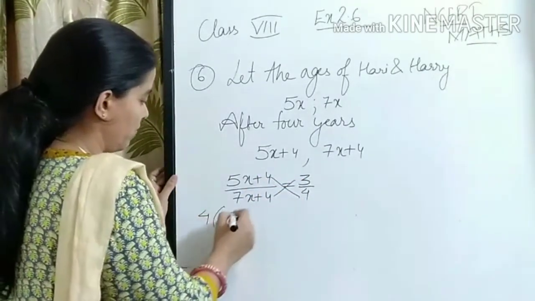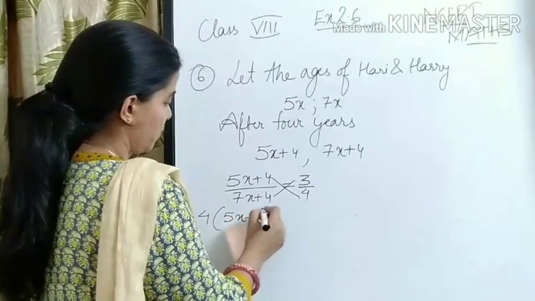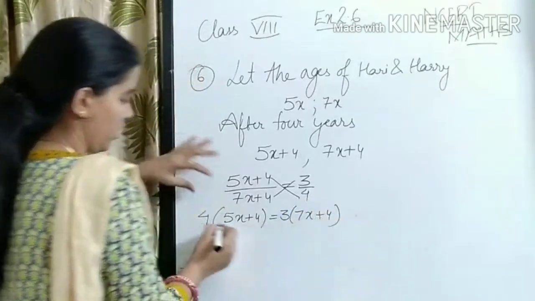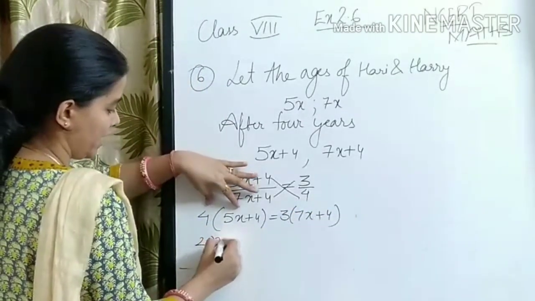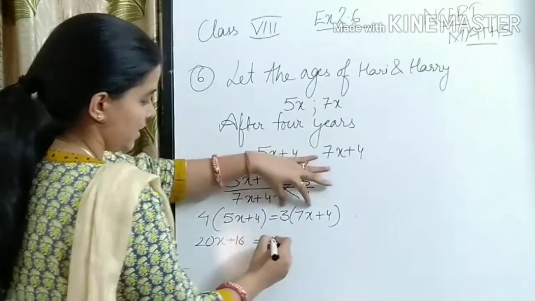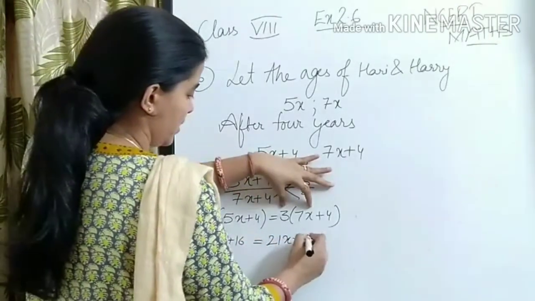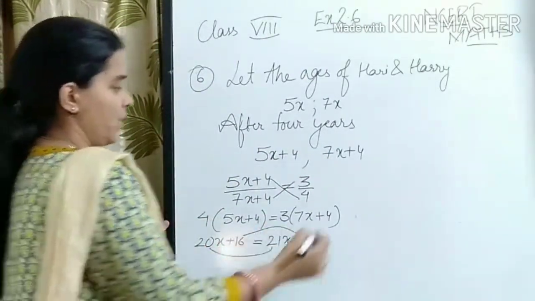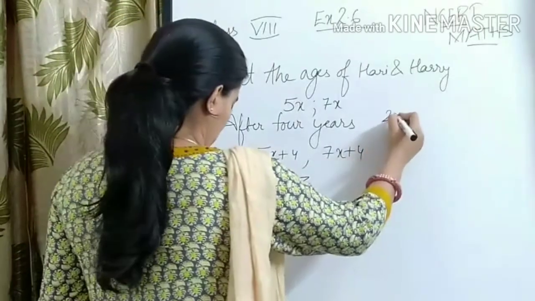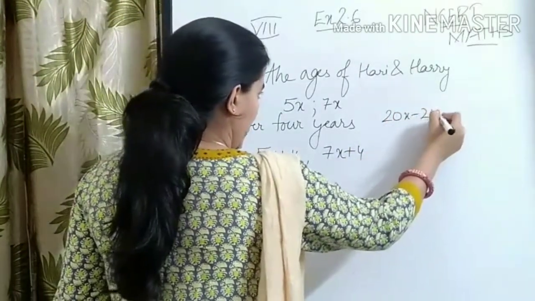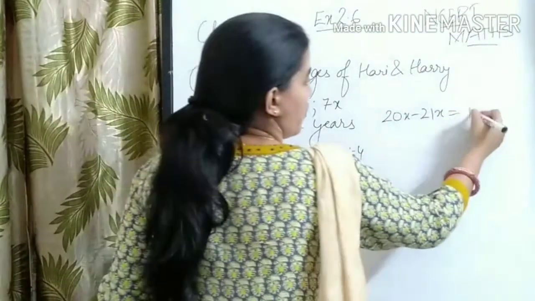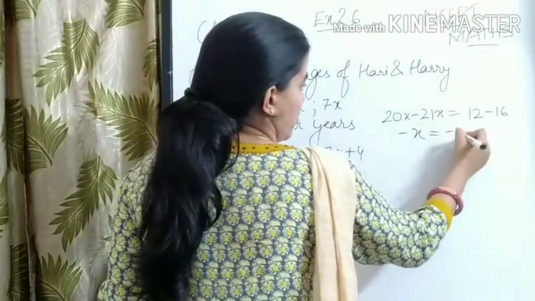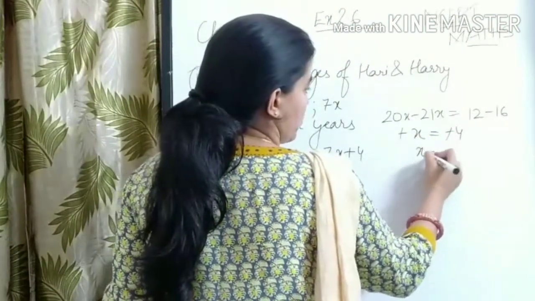So it is 4 times 5x plus 4 is equal to 3 times 7x plus 4. Now just open up the bracket. 20x plus 16 is equal to 21x plus 12. Take the like terms on one side. So it will be 20x minus 21x is equal to 12 minus 16. So this will come minus x. So it will become minus 4. So x is equal to 4.